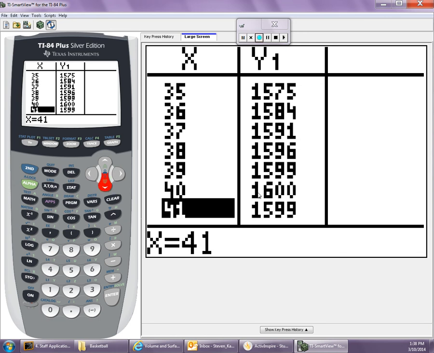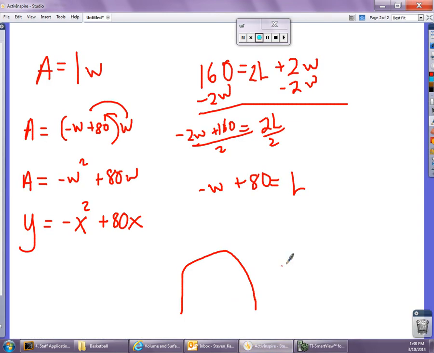And I can see right here, it gets to an area of 1,600, and then the area starts becoming smaller even though my width is increasing by 1. So I can see right here that the width that would produce the greatest area is a width of 40. So if I go back, and here remember that another name for our length is negative w plus 80. Well, since I now know that the width is 40, I can actually solve this for the length and get negative 40 plus 80, which is 40.